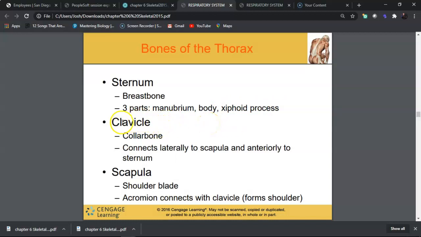The clavicle is also called the collarbone, and it connects laterally from the manubrium to the scapula and kind of forms the AC joint, okay? And then the scapula is posterior. It's actually the shoulder blade, and it has a part on it called the acromion, which connects with the clavicle. And it actually forms what's called our shoulder girdle, which is an articulation or joint that allows for free-ranging motion, a ball and socket joint.